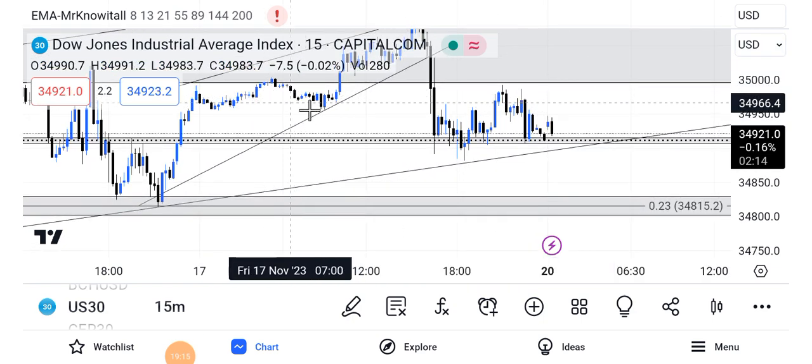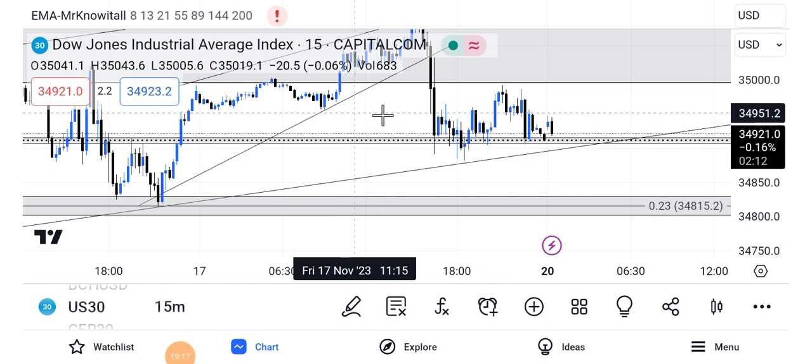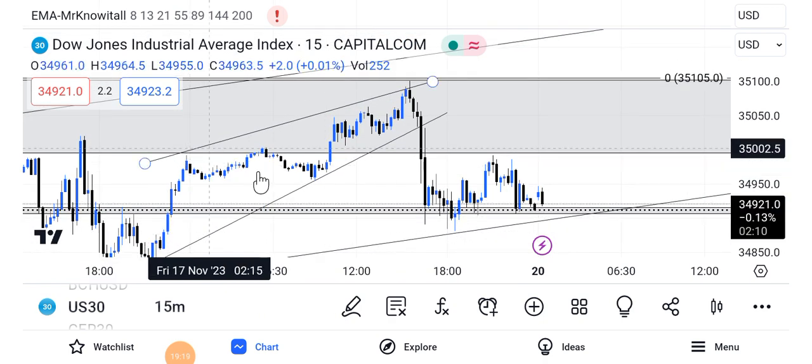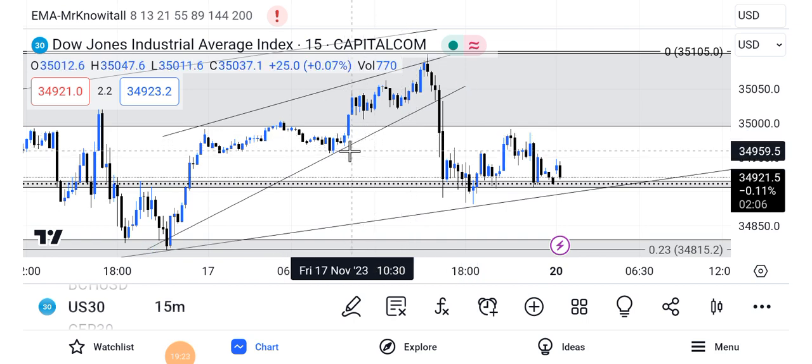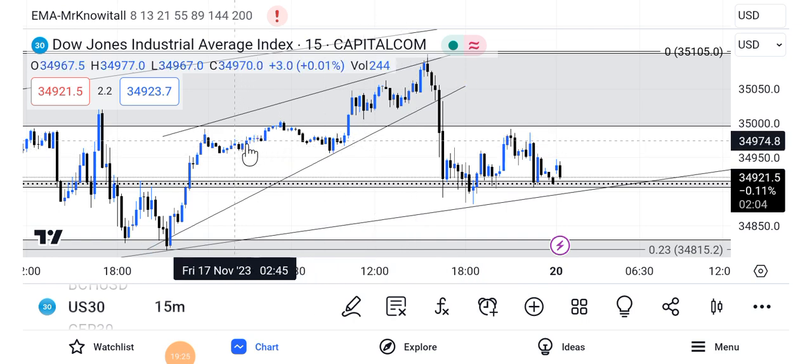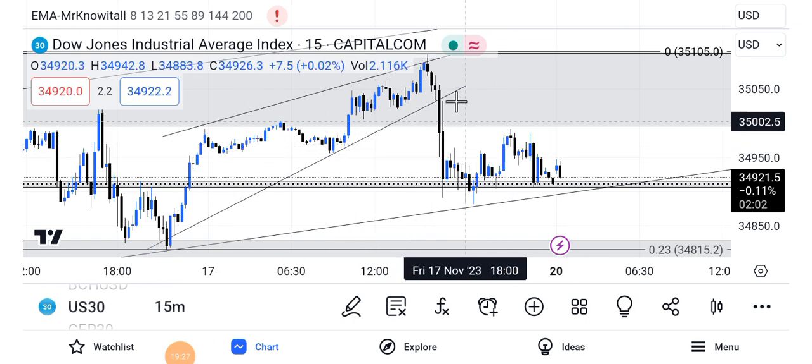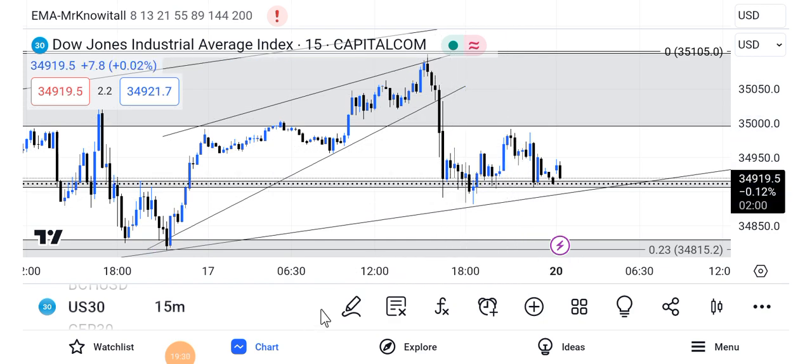So you can see that also this looks like a double top formation, and this is the neckline. And now this neckline is a breakout retest. You understand what I mean, guys?